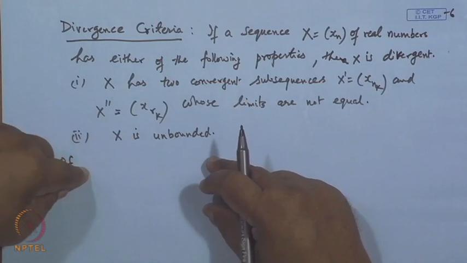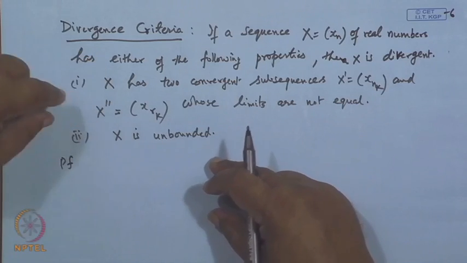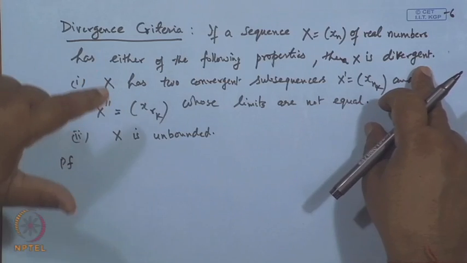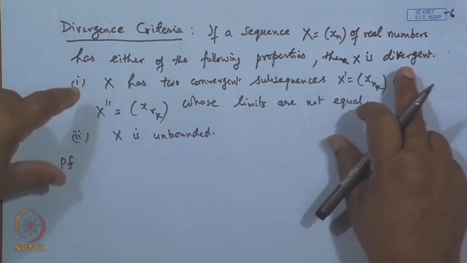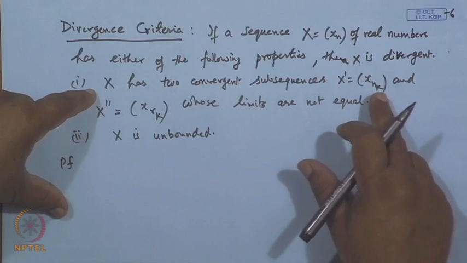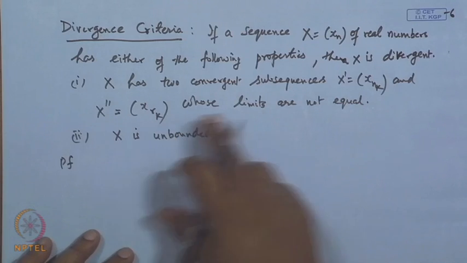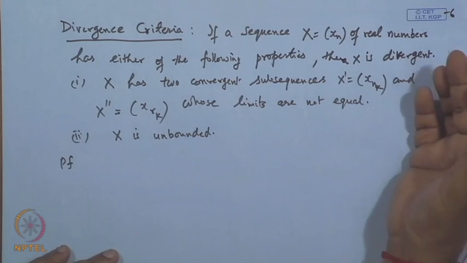The proof follows immediately from the fact that if x is a convergent sequence, then any subsequence of the convergent sequence must be convergent and converge to the same limit, because the limit is unique. So, if a sequence has different limits along different subsequences, different paths, then the sequence cannot be a convergent one. So, it has to be divergent. Similarly, every convergent sequence is a bounded sequence. So, if a sequence is unbounded, it cannot be convergent.